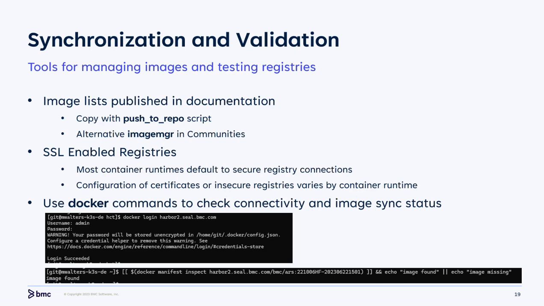SSL. Almost all the container runtimes that you'll come across will default to expecting that your registry server is secure, that it has an SSL certificate. So this means there's a little bit of setup on your part to make sure that SSL certificate is configured within the container runtime that you're using. Whether that's Docker or Containerd, each one of them has their own individual process for configuring these certificates. So you won't find the details of how to do that in the BMC docs. Please refer to the documentation for your own container orchestration platform as to how that has to be configured.